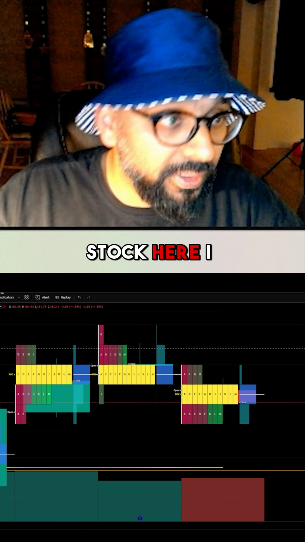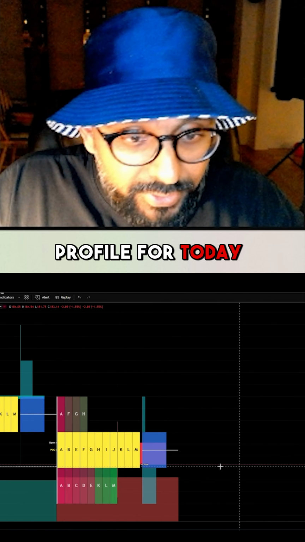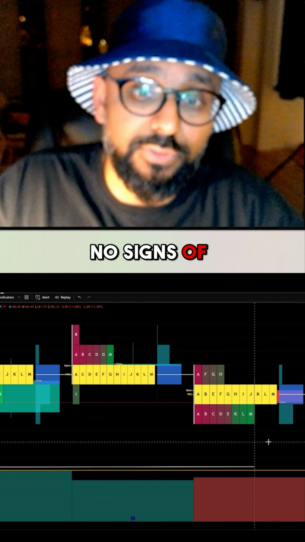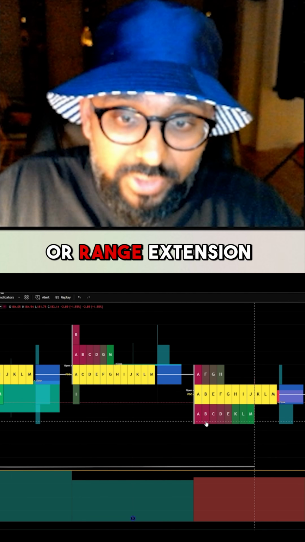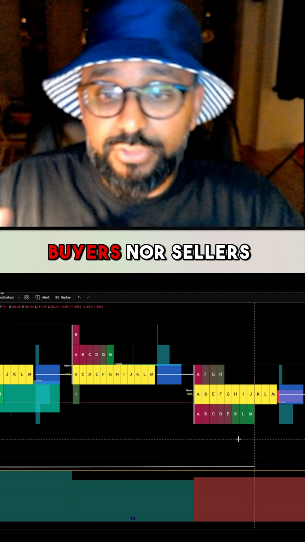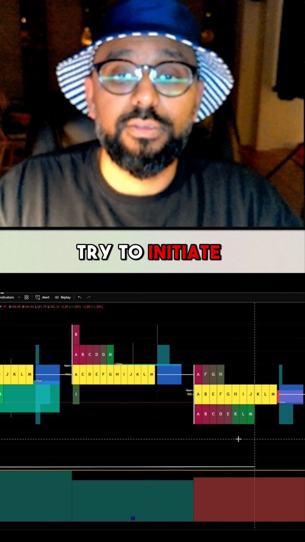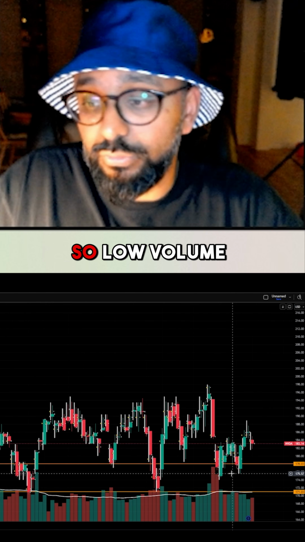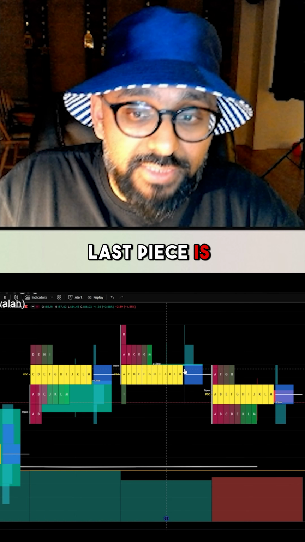So the first stop here, I have NVDA. The market profile for today: when I look at it, there are no tails at the top and no tails at the bottom, which means no signs of exhaustion. There is no range extension up or range extension down, which means neither buyers nor sellers tried to initiate an auction higher or lower. When I look at the volume, it is below average, so low volume. And then the last piece is the value area placement.